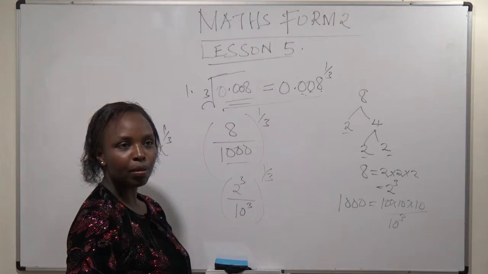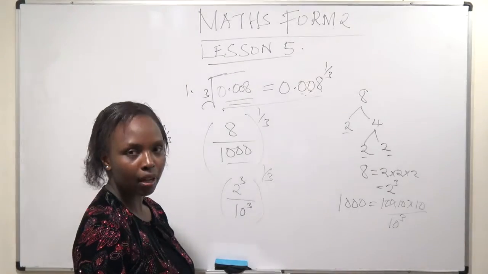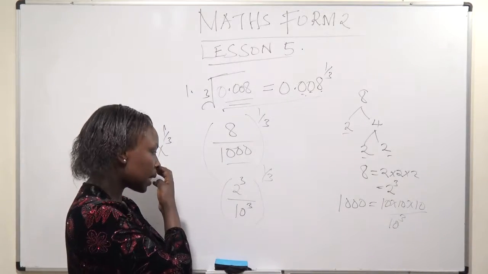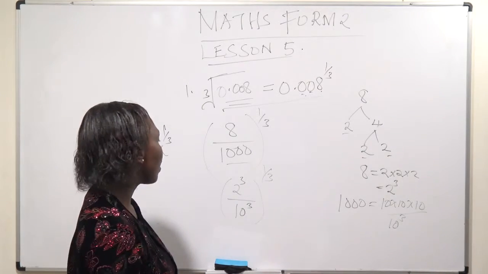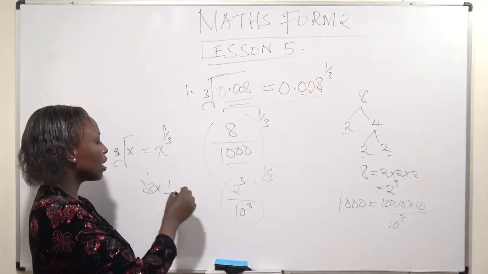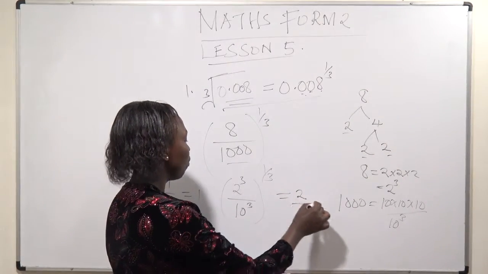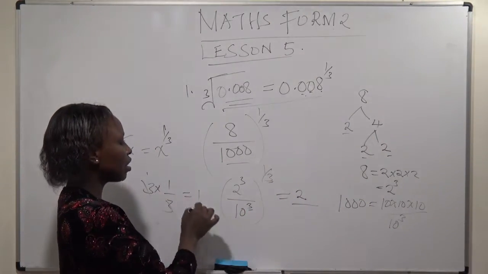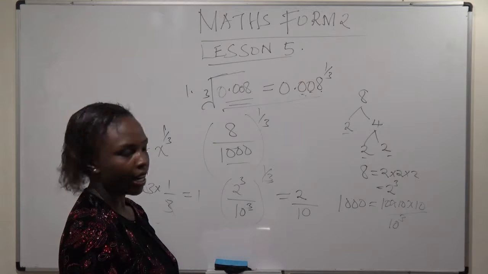The next thing you are supposed to do is open the bracket by multiplying out the powers. We start with the numerator. This is 2 to the power 3. You take 3 multiplied by one third, and you can see that it cancels, so you get 1. So 2 to the power 1, which is equal to 2. So this one will give us a 2 over. Then you take this power 3 multiplied by one third, and you get 1. So this one is 10 to the power 1, so over 10.